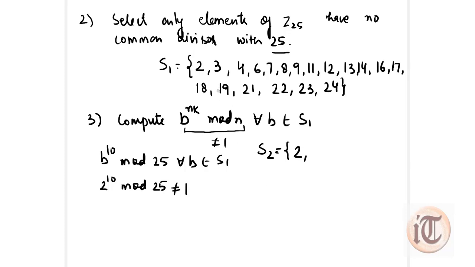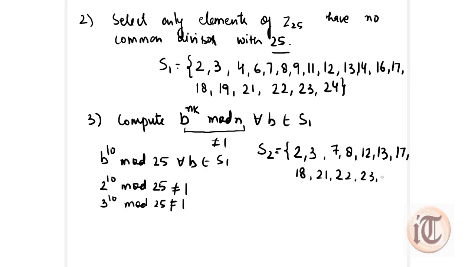Similarly, we will calculate for all those elements of S1 by putting them in place of b. The next value is 3 to the power n mod 25, and it is not equal to 1, so we will put it into S2. The set S2 contains the values 2, 3, 7, 8, 12, 13, 17, 18, 21, 22, 23 and 24. See, the set S2 will contain fewer elements as compared to the set S1.